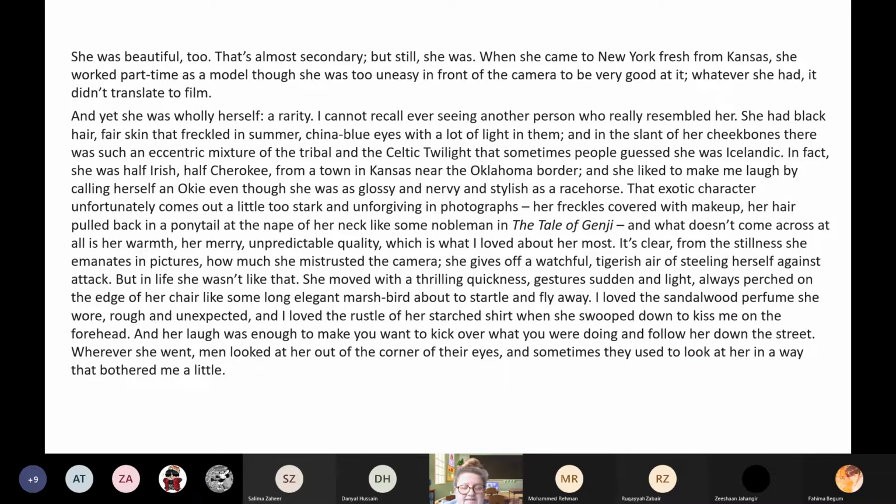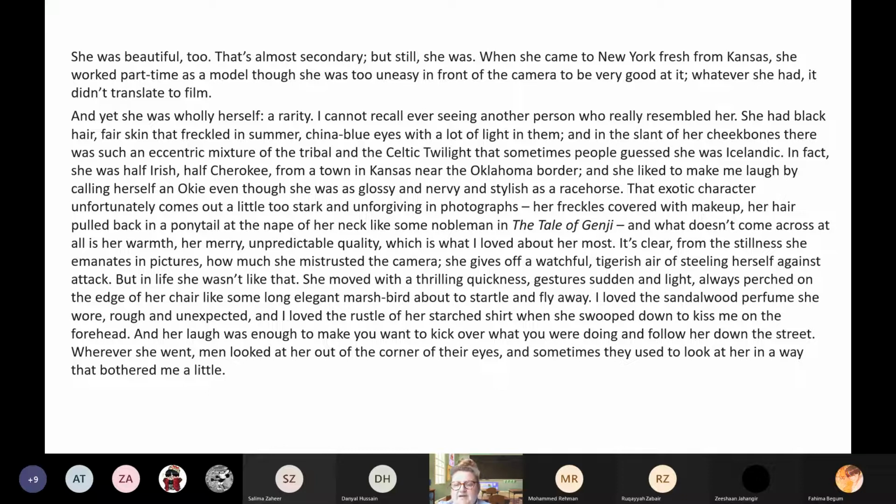So this is the section that you're being asked to consider. "She was beautiful too. That's almost secondary, but still she was. When she came to New York fresh from Kansas, she worked part-time as a model, though she was too uneasy in front of the camera to be very good at it. Whatever she had, it didn't translate to film." So from that section all the way down to the end, okay? That will be the last thing that you've just written about when it comes to question 3.